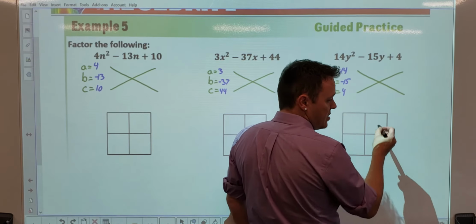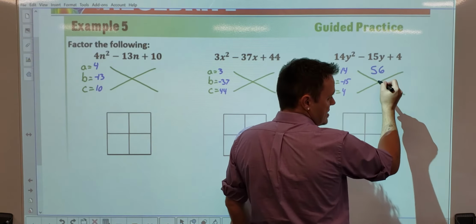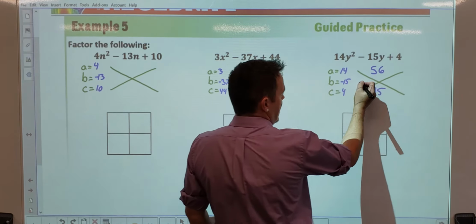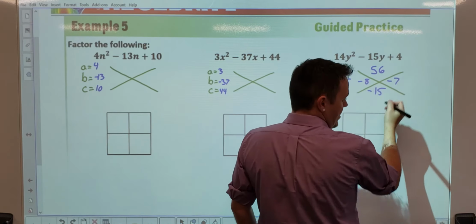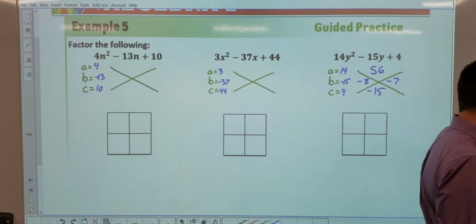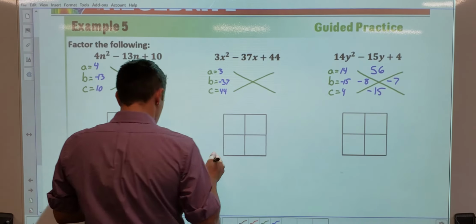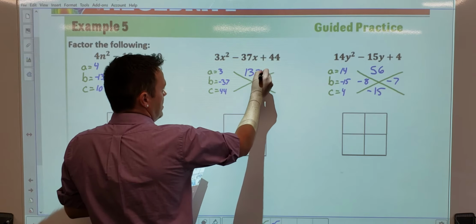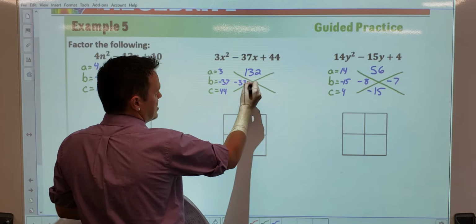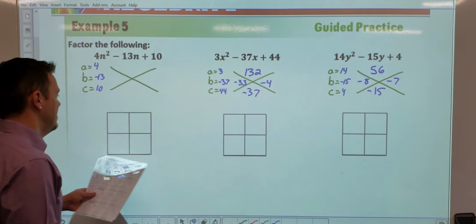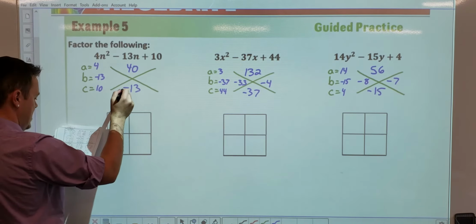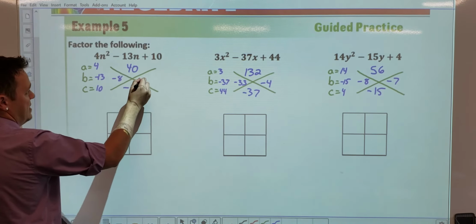So, trying to find my place on here. This one here is 56 and negative 15. And then what two numbers would that be on the inside? It would actually be negative 8 and negative 7. And then you move on over here. Let me just grab this so I have it. This would be 132 and then negative 37. And then you have to do your tables to figure things out. It actually comes out to be negative 33 and 4. That's a big, bad, nasty looking one. And then a simpler one, 40 and negative 13. And this one comes out to be negative 8 and negative 5.